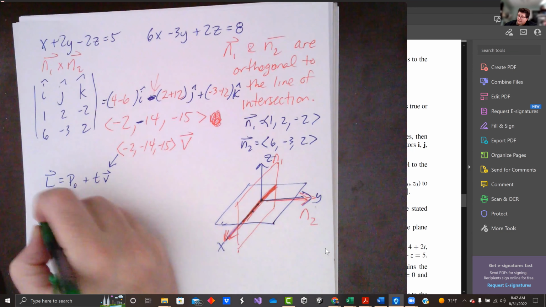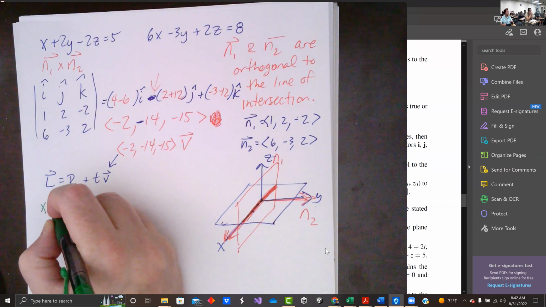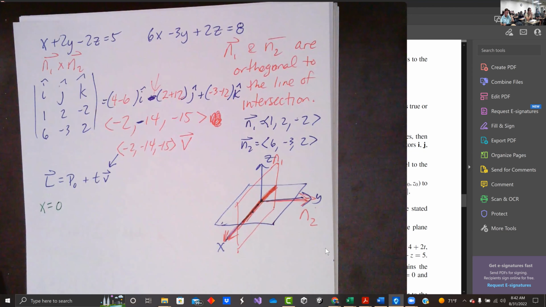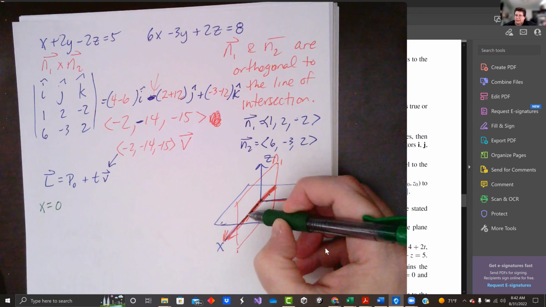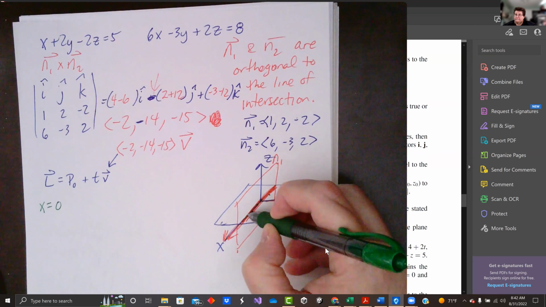Could you hold on for a second? Yeah, I was going to say, did you say that the cross product right there is parallel to the line of intersection that we're trying to find? Yes. It's parallel to the line of intersection, and we're trying to find the actual line of intersection by picking a point on it. Right, okay.